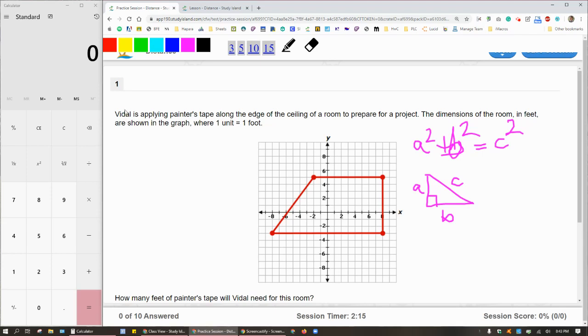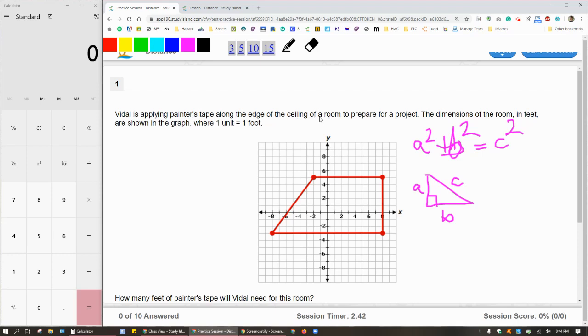Now, here's number one. Vidal is applying painter's tape along the edge of the ceiling of a room to prepare for a project. The dimensions of the room in feet are shown in the graph, where 1 unit equals 1 foot. How many feet of painter's tape will Vidal need for this room? So this room is outlined here in red. If we want to know how much painter's tape we're going to need, we just figure out what the perimeter of the room is, because he's putting tape all along the edge of the ceiling.